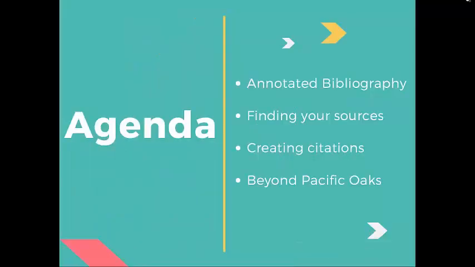So for today's agenda, we're going to talk a bit about annotated bibliographies, what they are, and what it means to make one. Then we're going to talk a little bit about finding sources, so how to use the library databases to help find the resources you're going to use in the annotated bibliography. Then we're going to talk a little bit about APA and how to create those references. That way you have a complete citation for your annotated bibliography. And last but not least, we're going to talk about beyond Pacific Oaks. So after you leave Pacific Oaks, what are some ways that you will be able to get access to these different resources that you find?